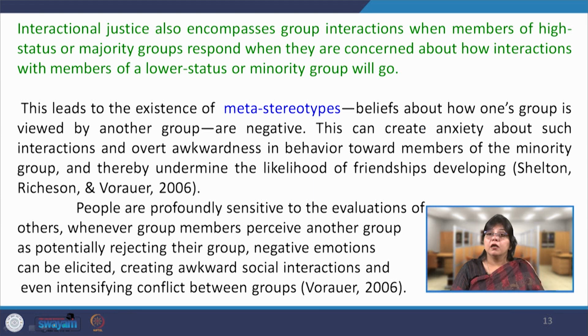So, this is the negative side of interactional justice: whenever we perceive the other person, if the perception becomes negative, then interactional justice is very difficult to experience, because there is some fear or apprehension of one group or member being evaluated negatively. This tendency that evolves is the tendency of meta stereotypes, or the belief to consider the minority groups as negative.